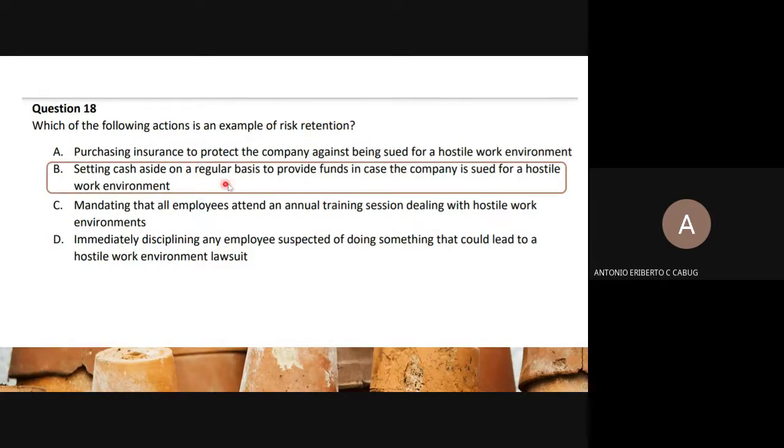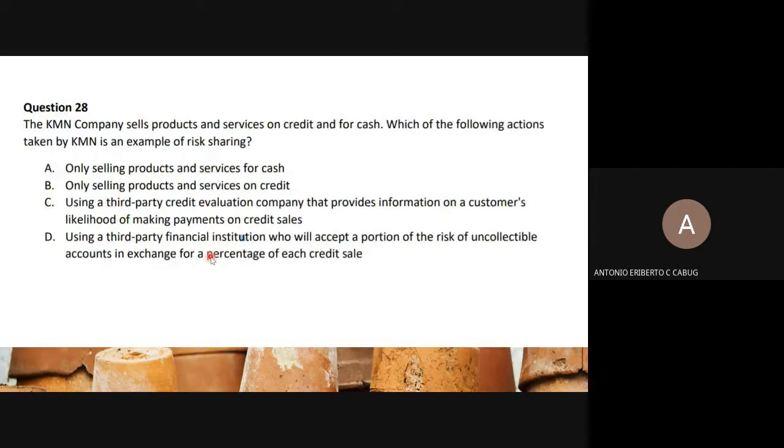Setting cash aside on a regular basis to provide funds in case the company is sued for a hostile work environment. Okay? So, kapag merong issue sa labor, tapos kailangan kasuhan, no? Kailangan mo magbayad ng attorney, nag-iipon ka na ng pera. Inaako mo yung risk. We call that risk retention. Letter B.